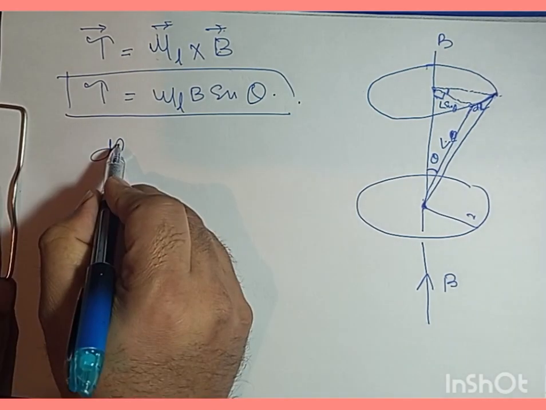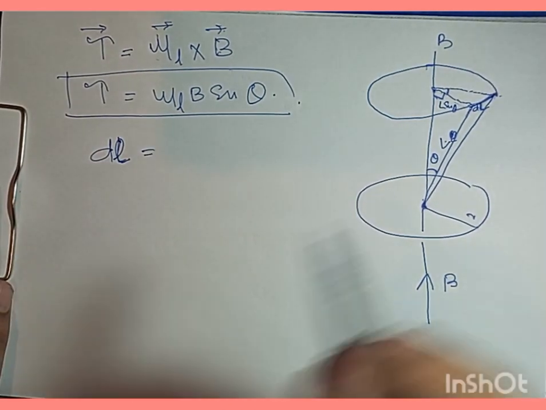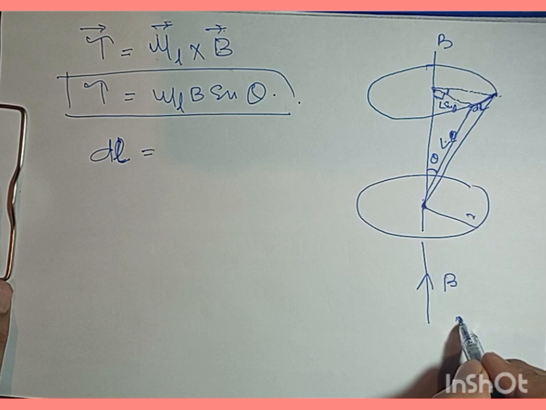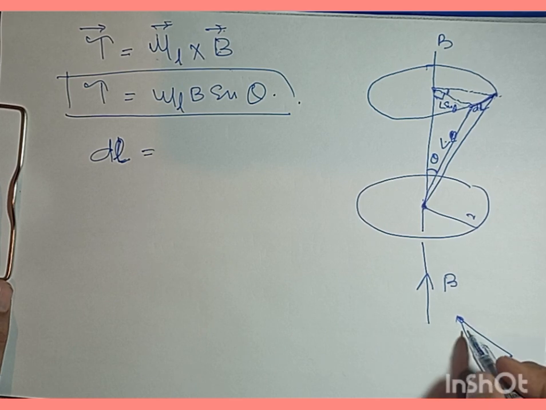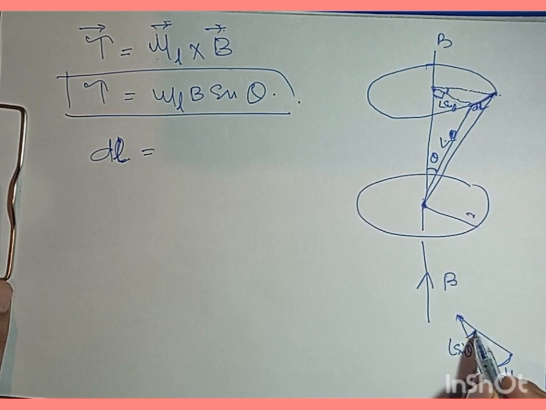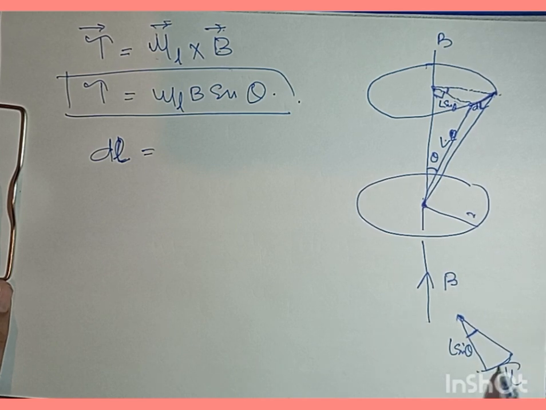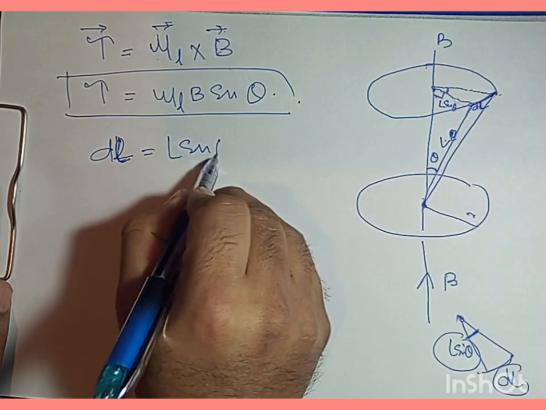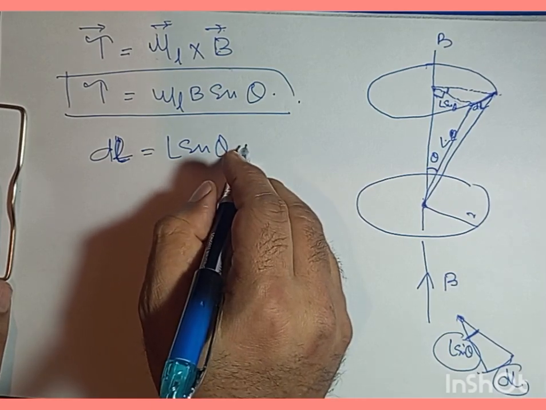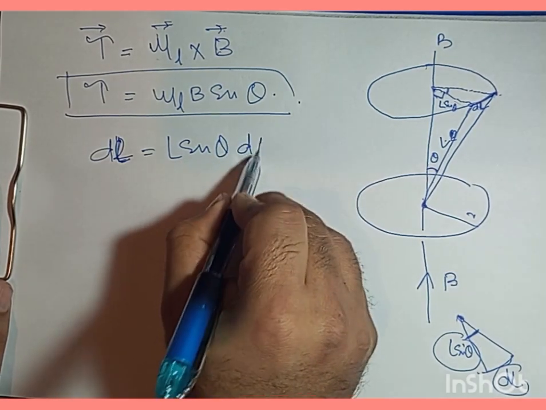Now, if I go to this situation, what I have here is dl. Okay, so it has to be capital dl. Now we have an arc type of situation, and this arc is dl, and this length is how much? It is L sine theta. So how much is this? So this dl is L sine theta times this angle. So dl is L sine theta times d theta.